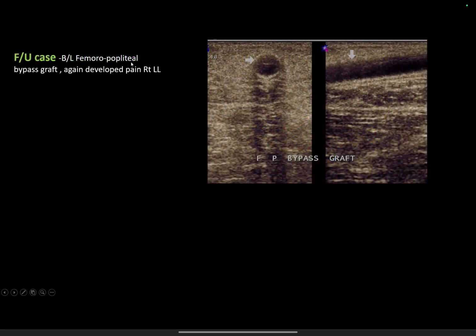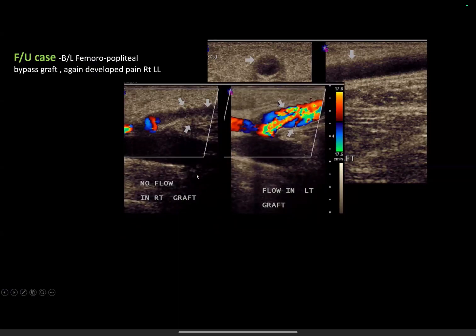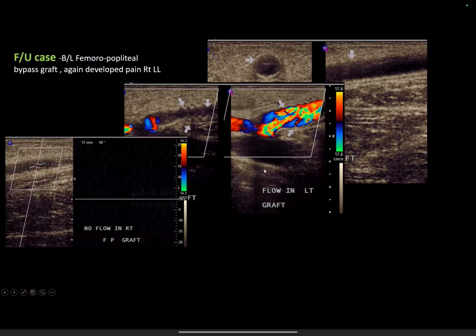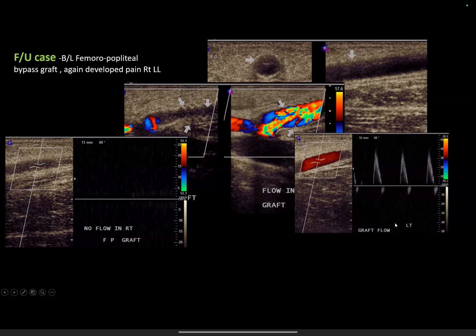Another case of bilateral femoropopliteal grafts because of severe occlusion of the bilateral superficial femoral arteries in the adductor canal. Bilateral femoropopliteal grafts were done, and again the patient developed pain in the right lower limb. So this is how the graft looks on ultrasound. The right graft was again narrowed and occluded, with no flow within it, whereas the left graft was showing flow, but there is turbulence and aliasing, suggesting some stenotic lesion at the anastomosis.